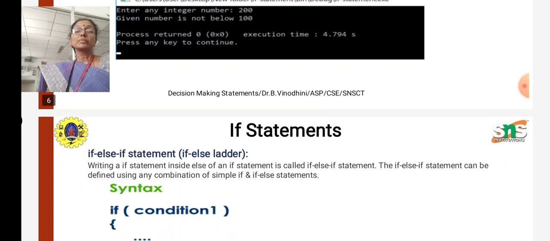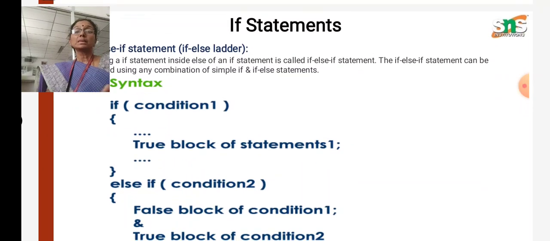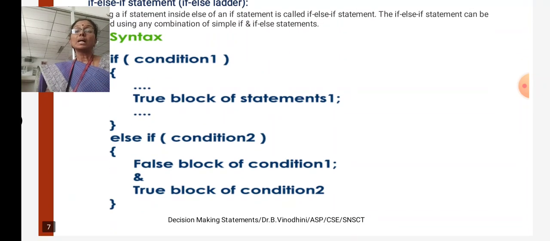Next is the if else if statement. In the if else if ladder, the syntax is an if condition followed by the true block of statements, else if we have another if statement, and then we have a true and false block for the inner if condition. So this is the if else ladder. This is the other way we can execute the nested if. I hope you understand what a nested if is with an example.